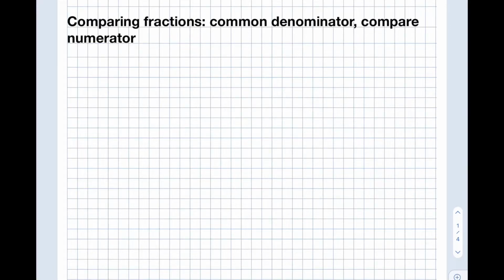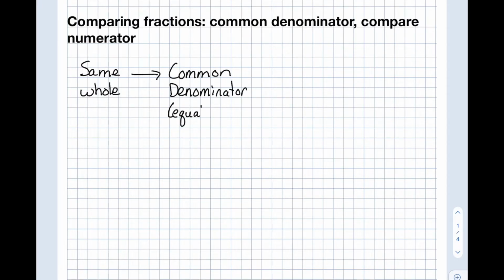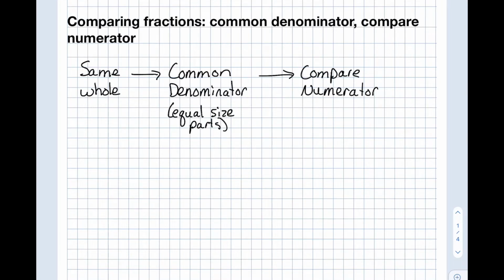In this video, we'll be looking at the common denominator strategy for comparing fractions. When we think about drawing a visual representation to help us understand this method, we'll always start by having a standardized whole, a same-size whole, and then we'll partition into equal-sized parts, that's the common denominator, and finally we'll compare the numerator, where we're just counting up the parts.